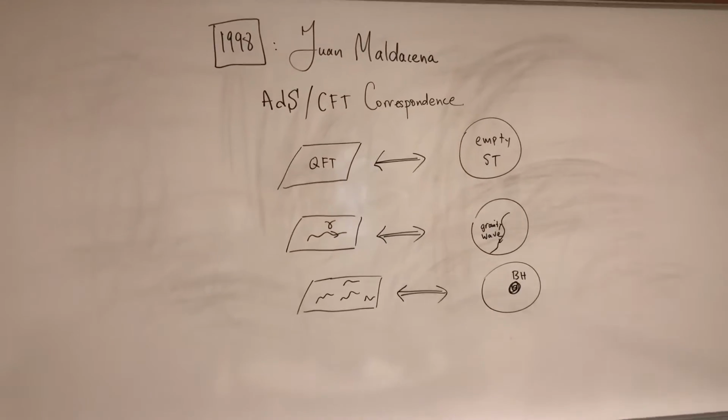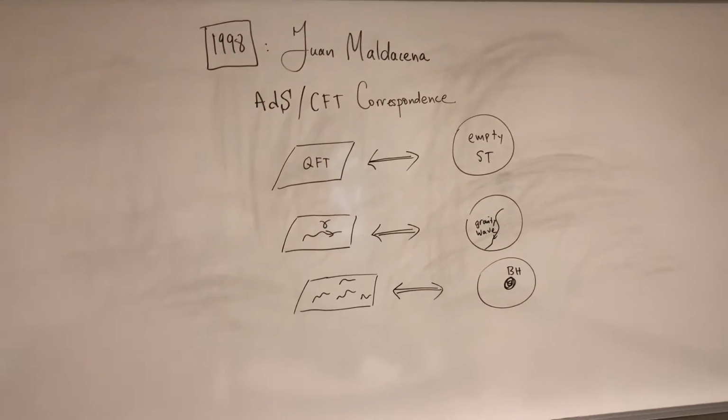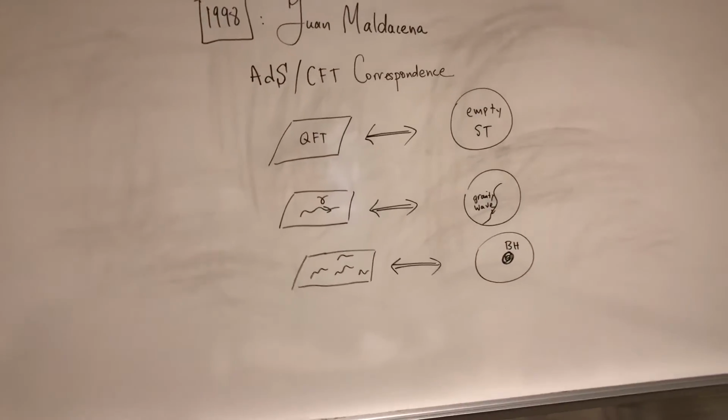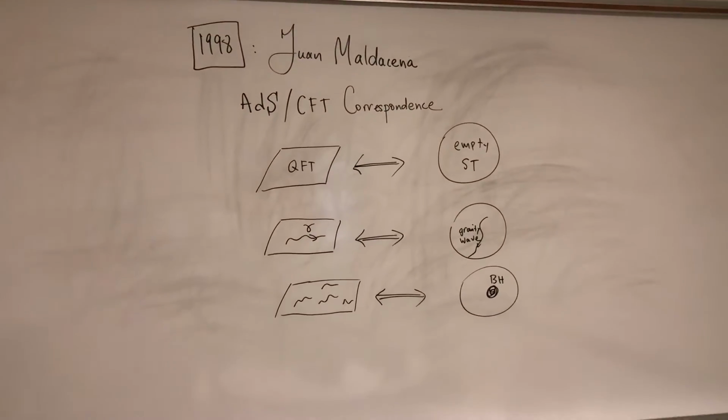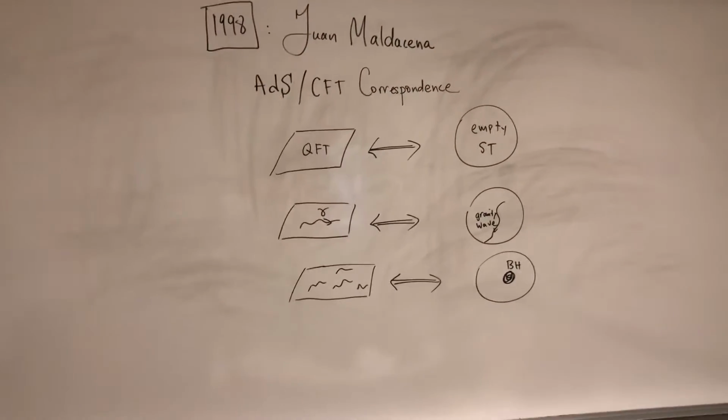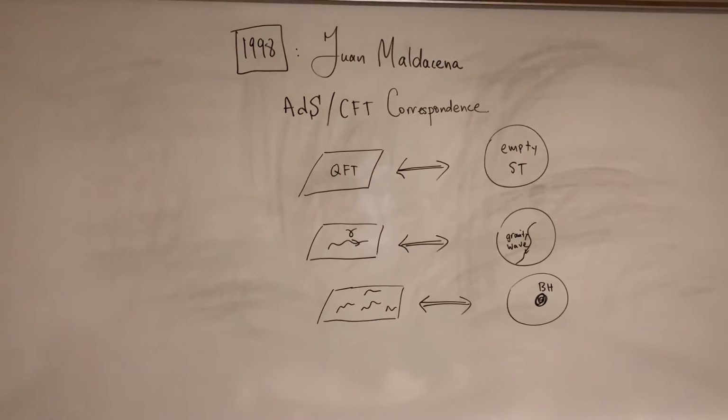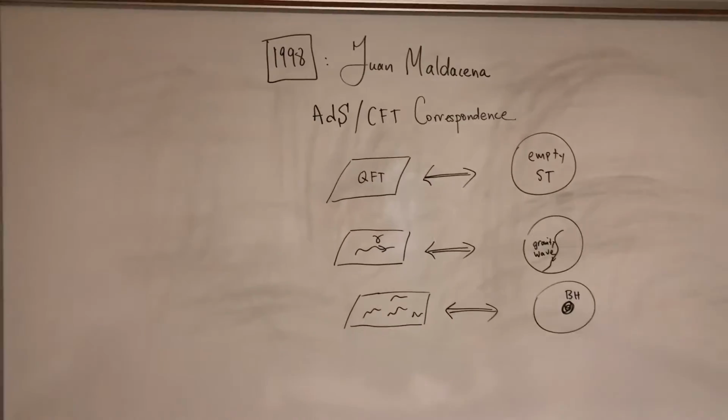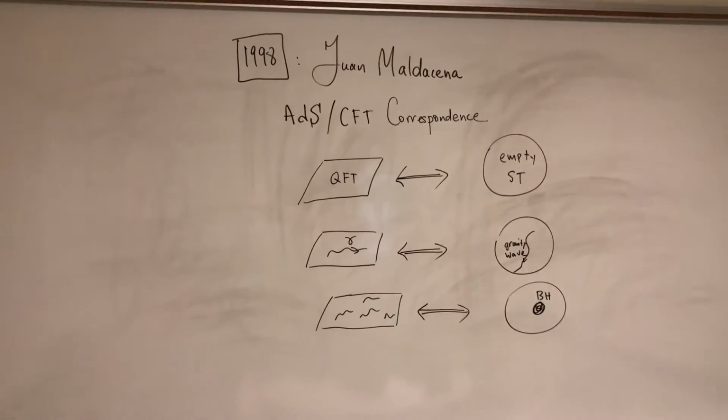So you can see this kind of crazy correspondence between quantum and gravity. And this was the beginning. This was the beginning of this crazy revolution. But the next question to ask is, how did this happen? Where does this AdS/CFT correspondence come from?